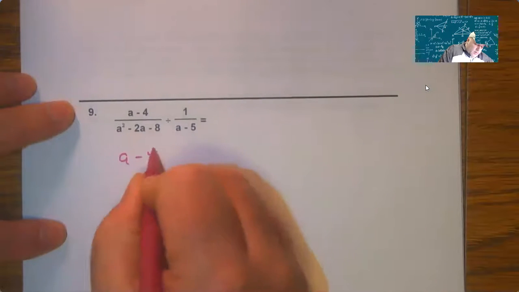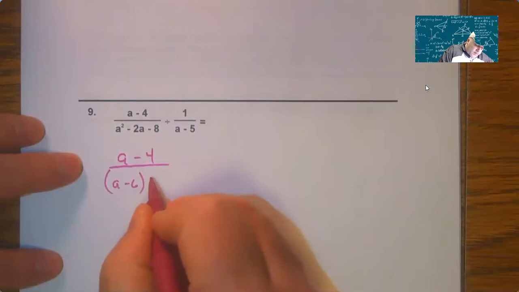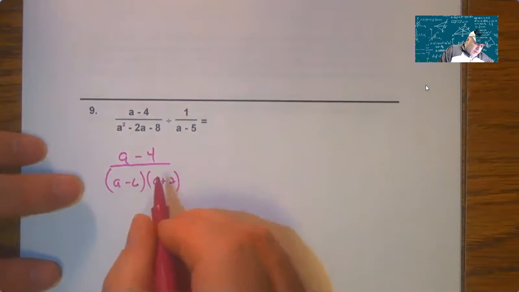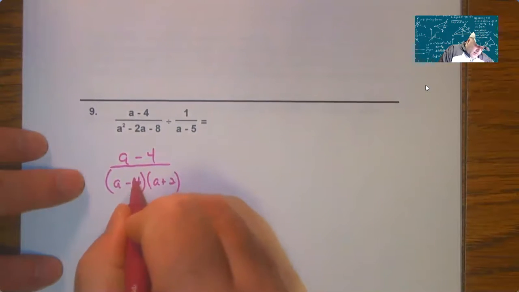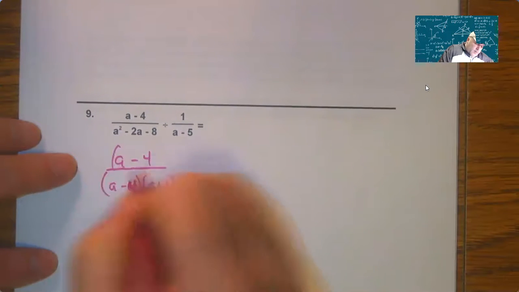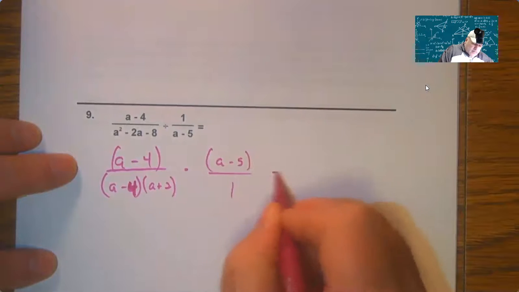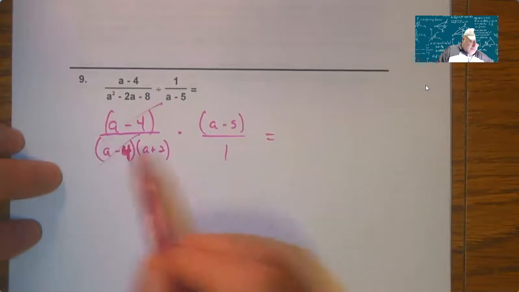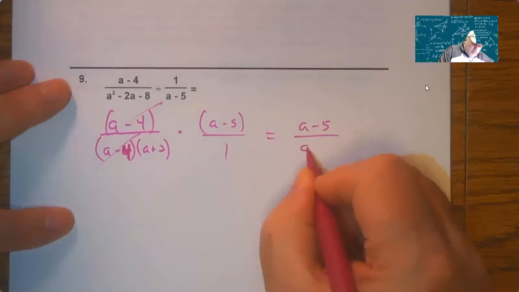Okay, number 9. So again, we're going to go through and factor everything. So this is a minus 4 times a plus 2, my bad, a minus 4 times a plus 2. And then we're going to multiply by the reciprocal of the second one. So don't forget to do that. So we're canceling anything on the top and bottom that appears the same.